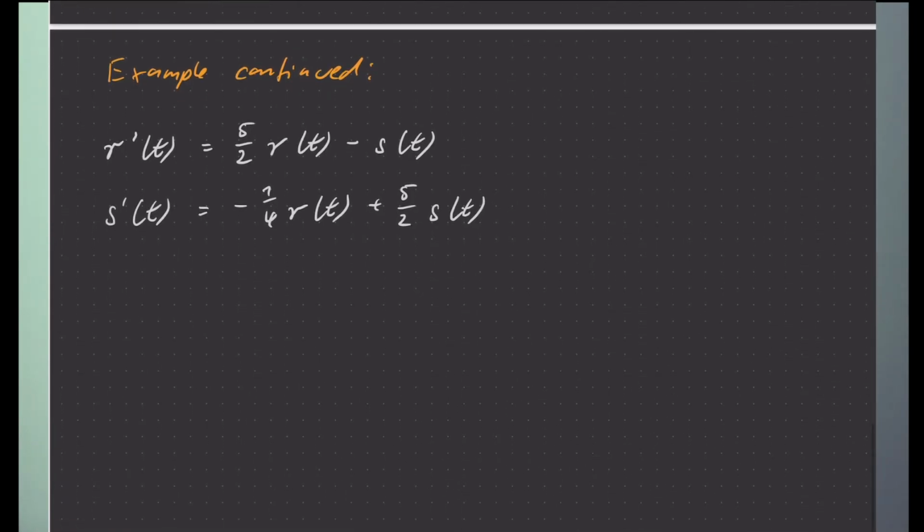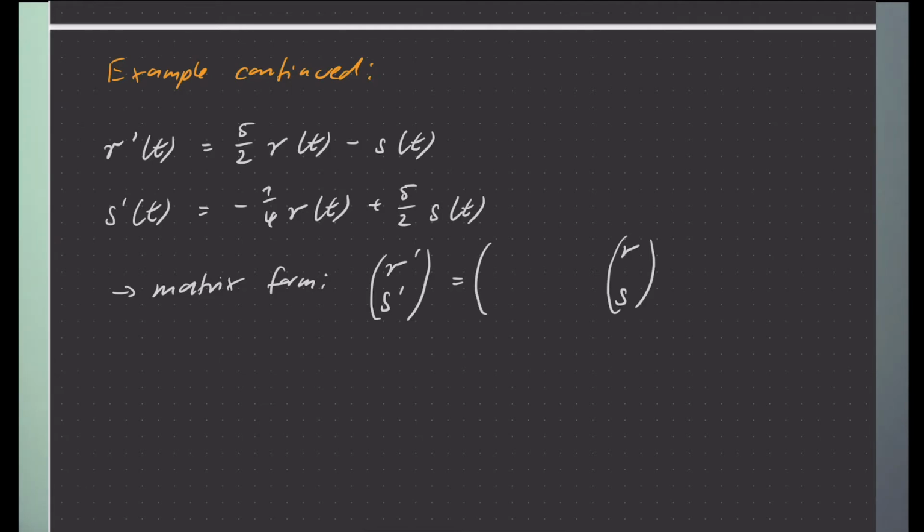Now let's formulate that in terms of a matrix first. That's easy. For the matrix form, we take R and S and say R prime, S prime, I'll just leave out the T to have that in a more concise form, equals some matrix times the vector R, S. Again, I'll leave out the T. And the matrix looks like this.